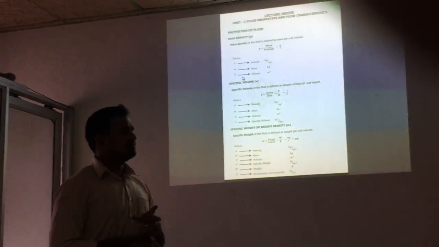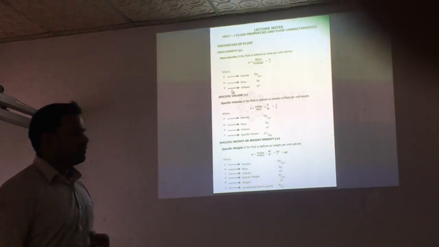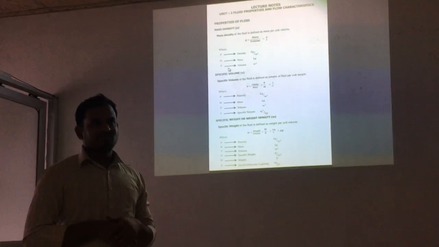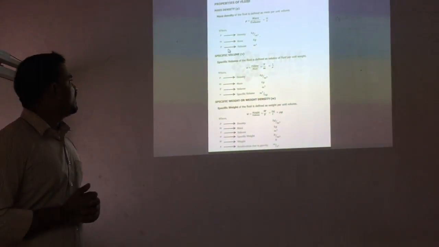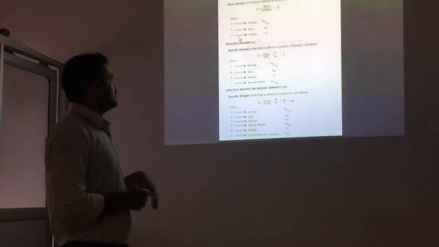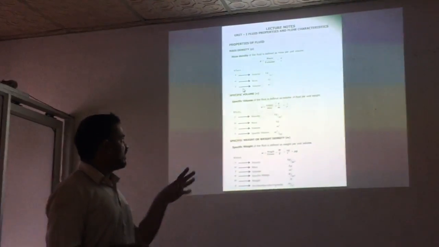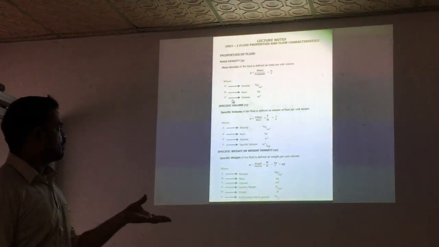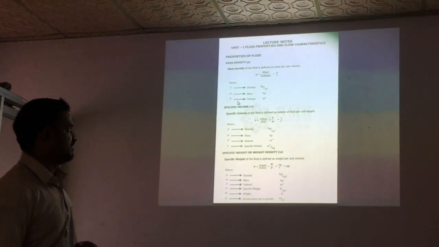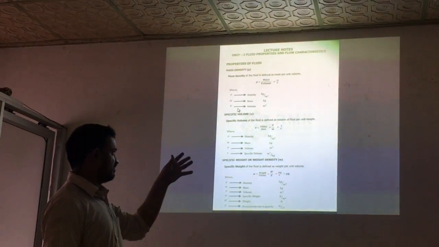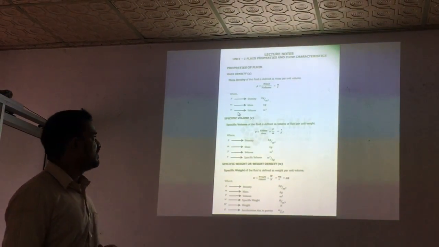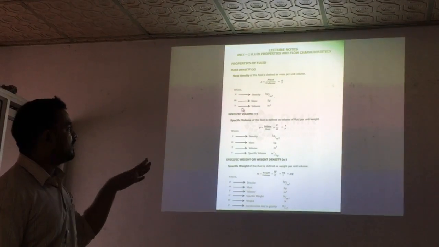The second property is specific volume. The specific volume of a fluid is defined as the ratio of volume to mass. Another definition is the reciprocal of density. So it is volume divided by mass. The unit is meter cube per kilogram.